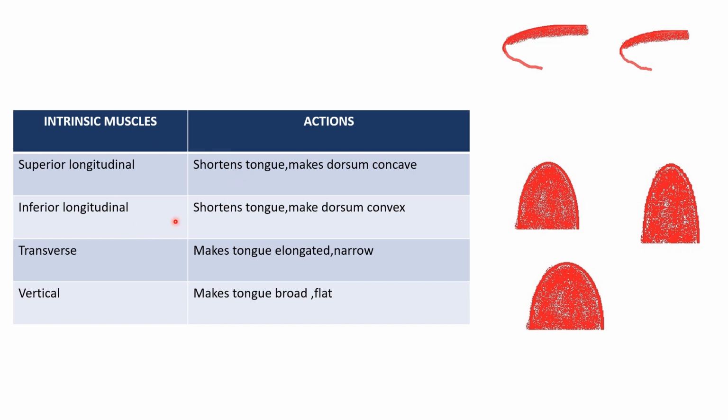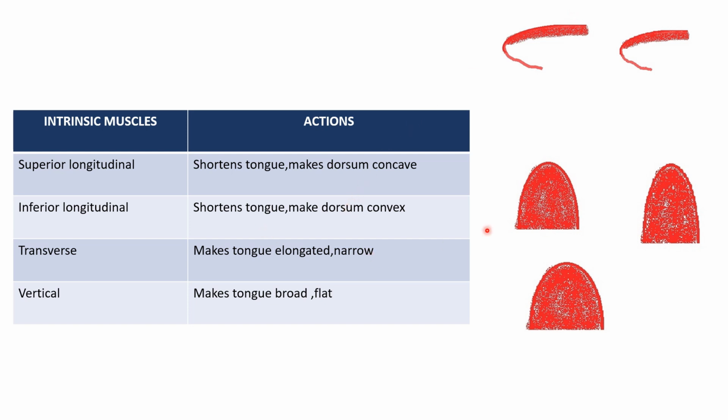And this will help you to learn how exactly these intrinsic muscles are changing the shape of the tongue. Superior longitudinal muscle and inferior longitudinal muscle, these two muscles are shortening the tongue. If these two muscles are contracting, the tongue will become short. But remember, if only the superior longitudinal muscle is contracted, other than shortening the tongue, the superior surface will become more concave. Again, if the inferior longitudinal muscles are contracting, the superior surface will become more convex.